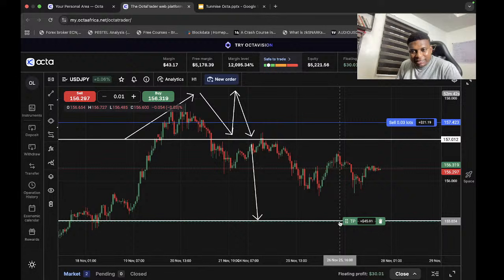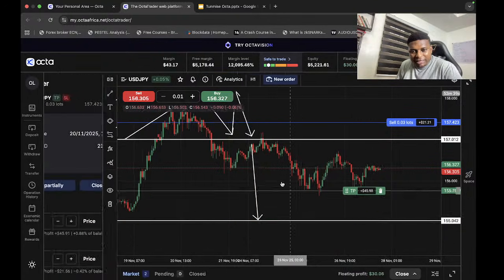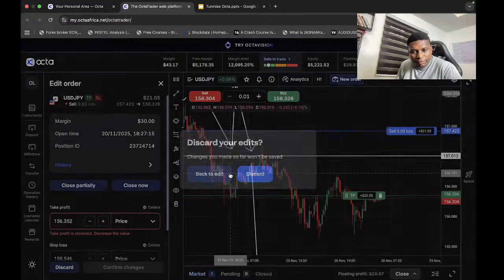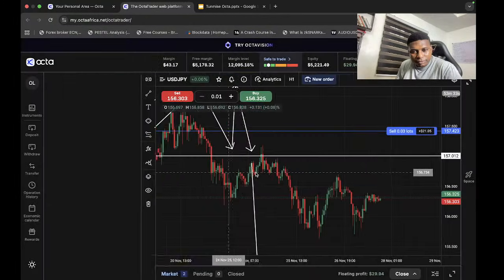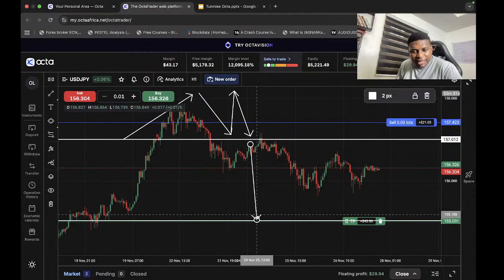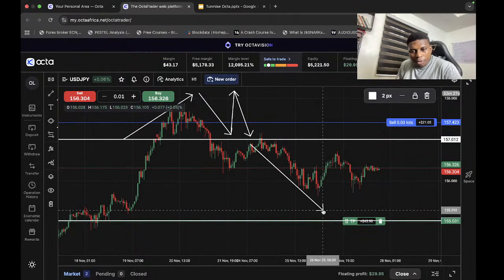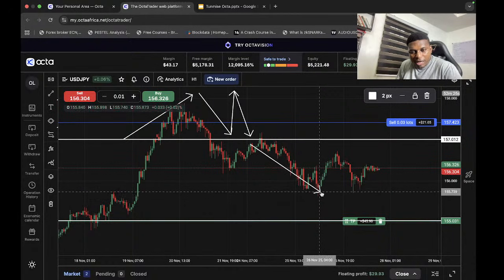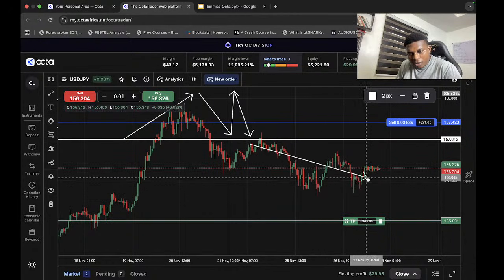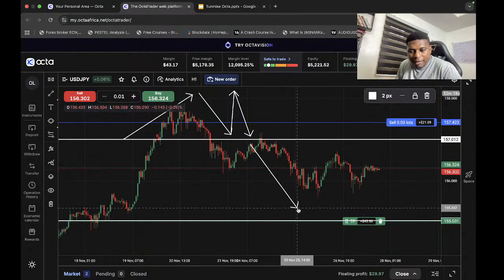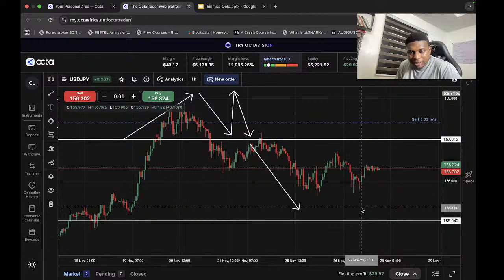This is our target level, but we can see that price came to this level and has been ranging here. So we are currently in profit on our last week's analysis.